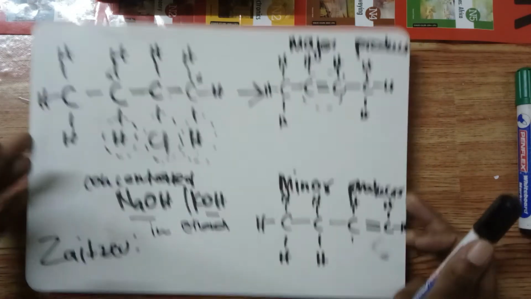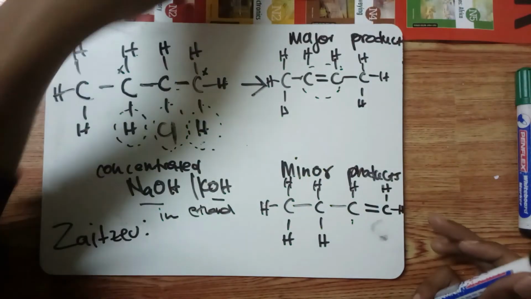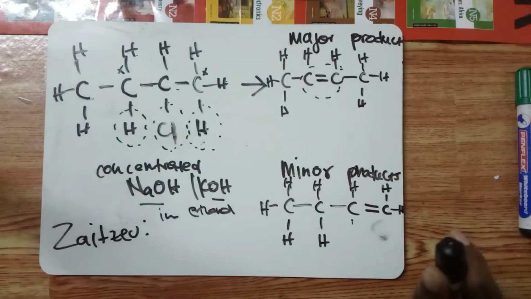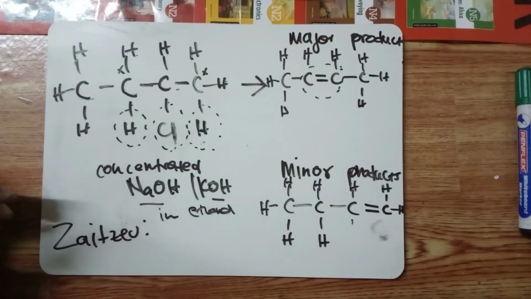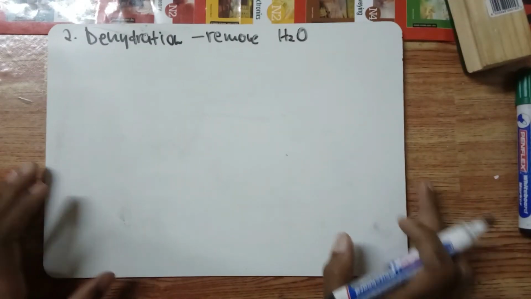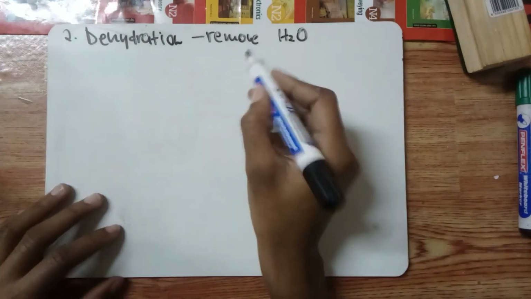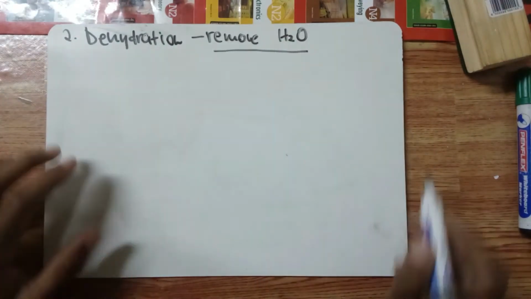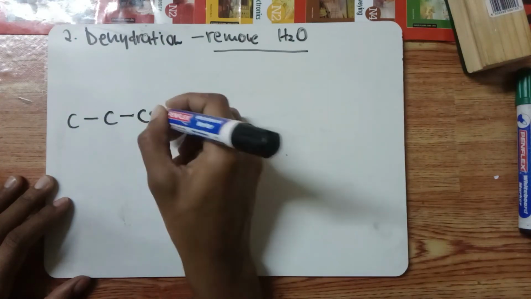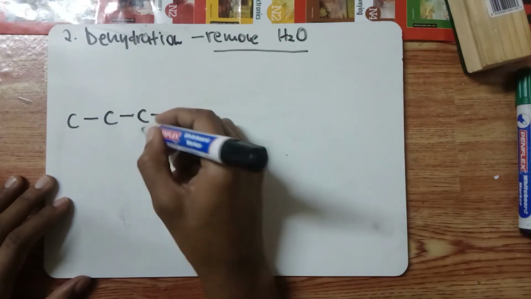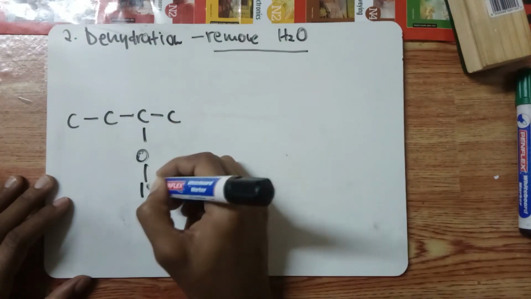And then, like I mentioned, the second reaction that we're going to consider now is dehydration, where we remove the water molecule. So what is this telling us? If we're removing H2O, it means that we are actually starting with an alcohol. So let us say we had this alcohol, it's butanol.